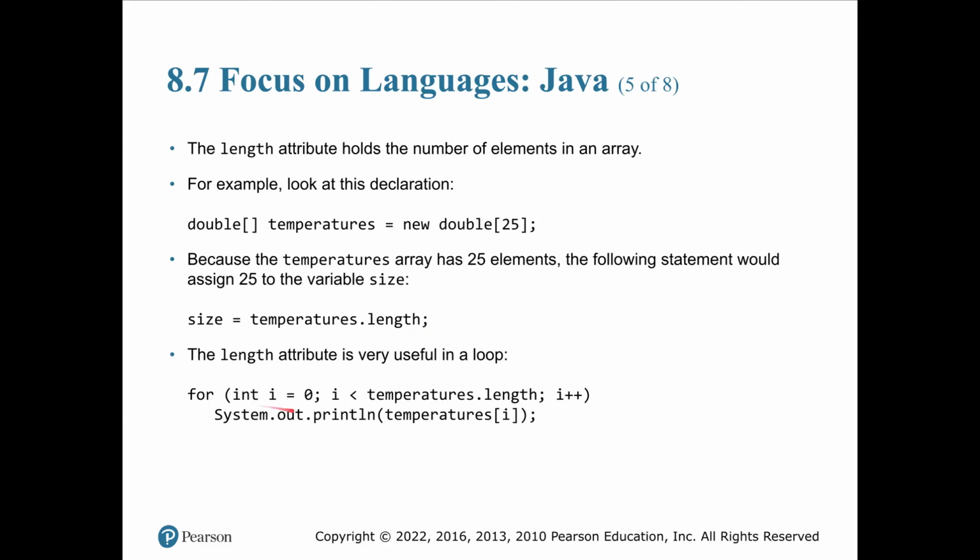Here's the example of using the length in a for loop. This is a typical Java iteration using a for loop. For integer i equals 0, because all the elements start at 0, we'll go while i is less than the length of the array, and we'll increment by 1, and then we can iterate over the array one element at a time.